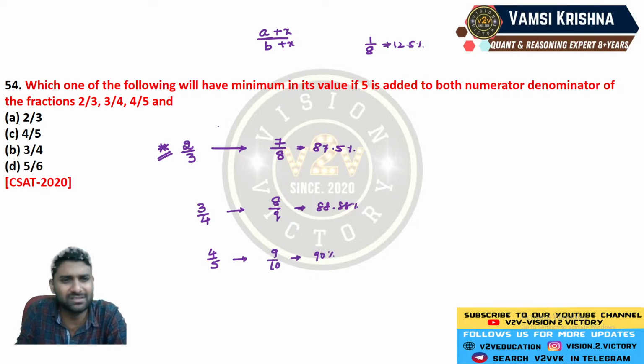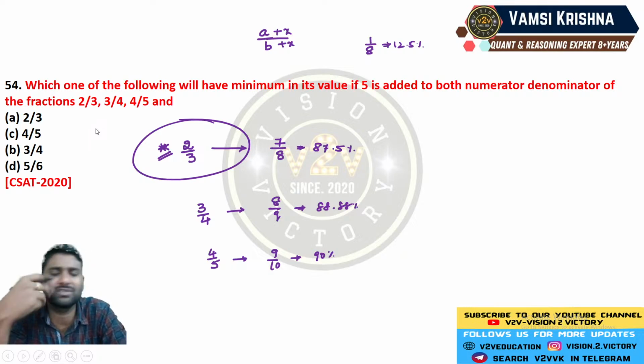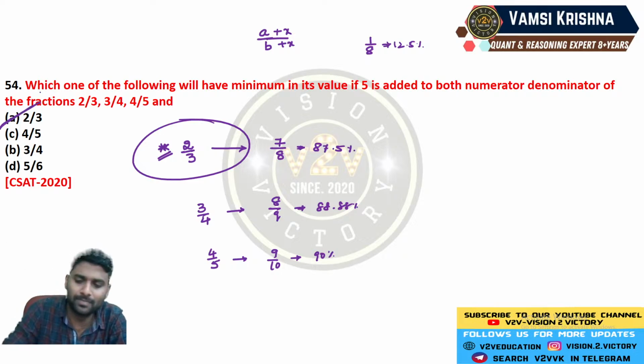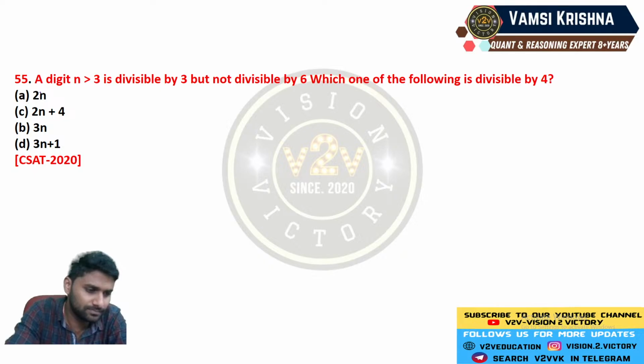We want the minimum. What I said: 2 by 3, whatever number you add, if you compare it with all the different types of fractions, is still the minimum value. So the answer is 2 by 3.